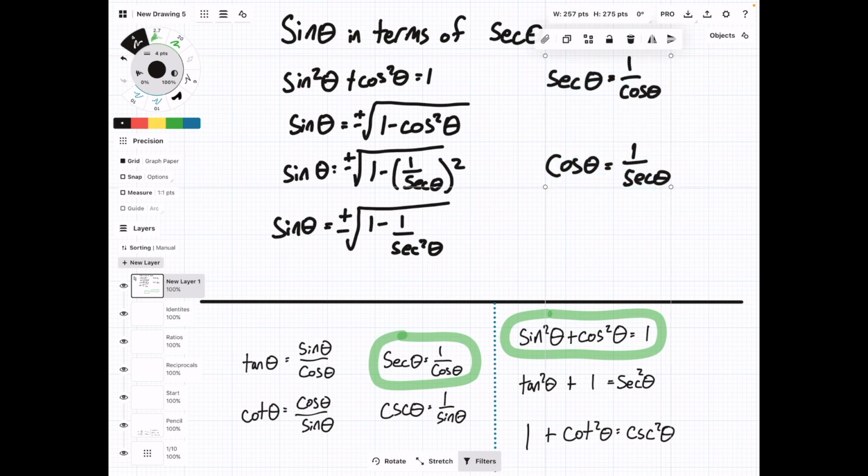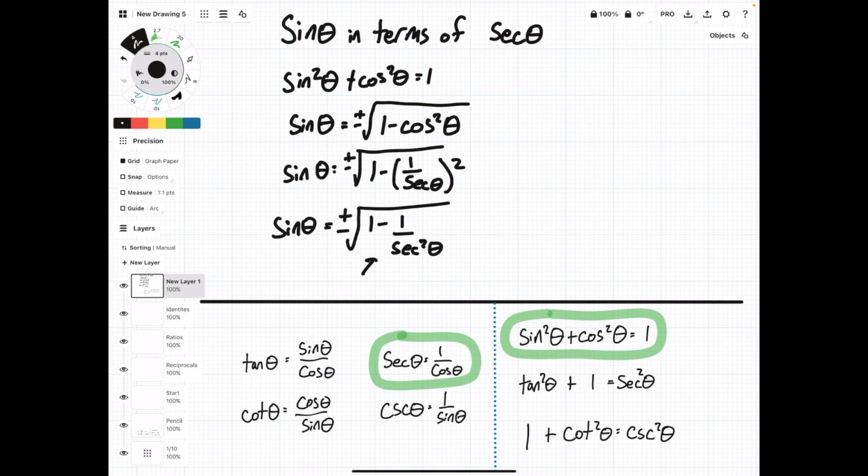And I'm going to clean up some space. We want to basically get both of these terms over secant squared theta. So what I'm going to do, grab a smaller pencil here, is I'm going to multiply this one by secant squared theta over secant squared theta. And so when we do that, we get plus or minus the square root of secant squared theta minus 1. And then it's all going to be over the same denominator now, which is secant squared theta.